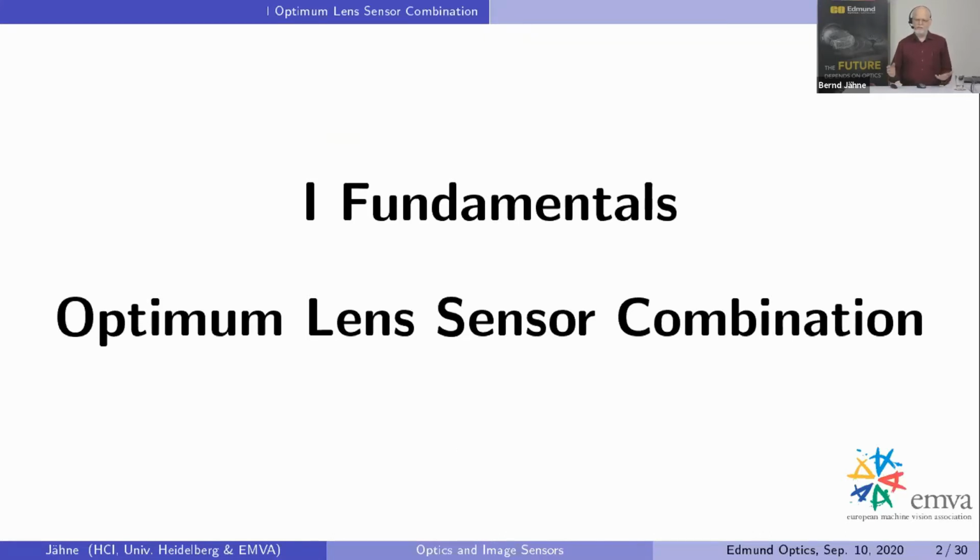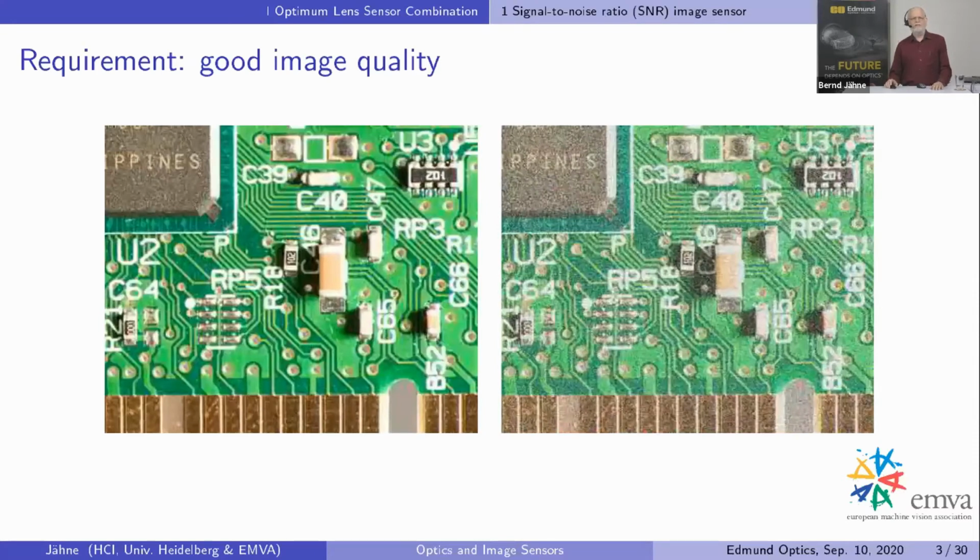An imaging system, as you all know, consists of a lens and a camera. And the question is, how is the optimum combination of that? The first requirement is that you really want to have good image quality. The picture should be sharp and it should not be noisy, as it is here in the right image. And so the first question we have to address is what actually determines the level of noise in an image.